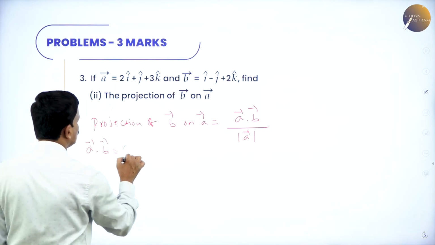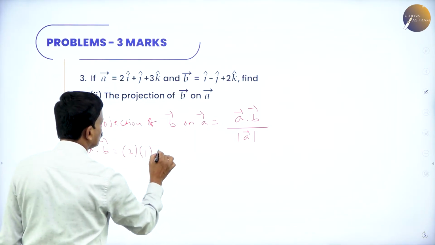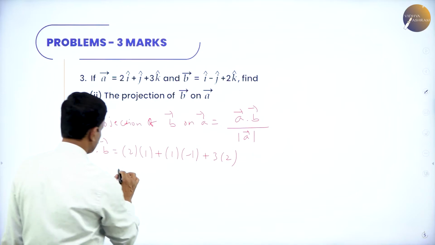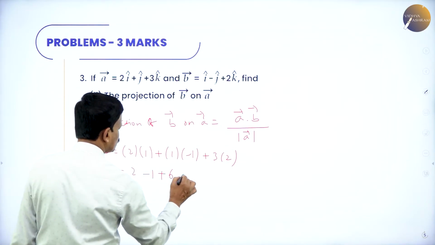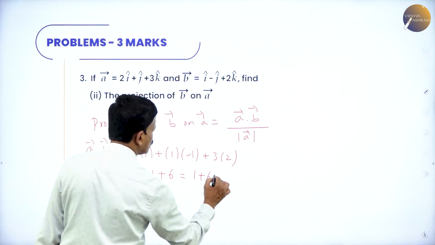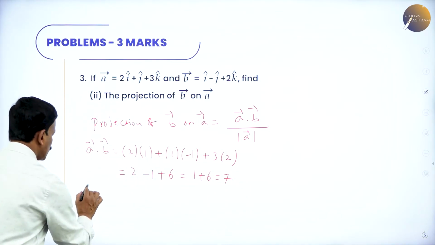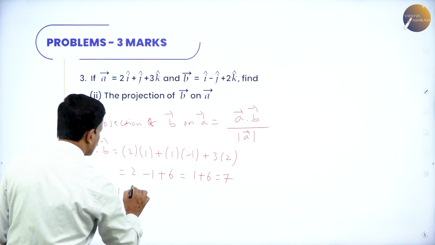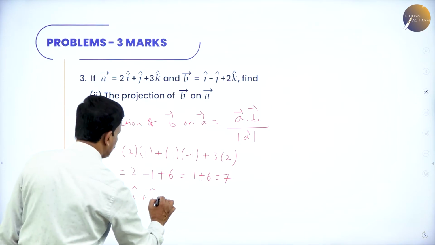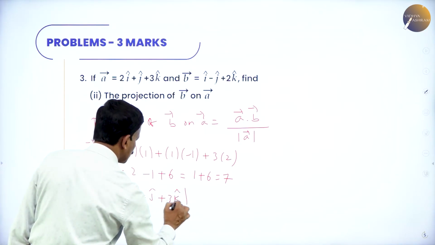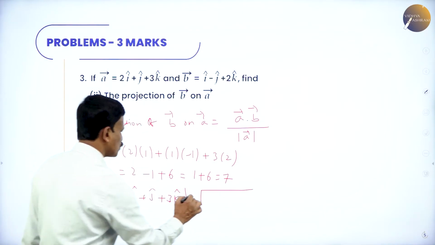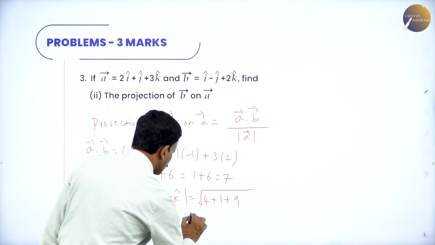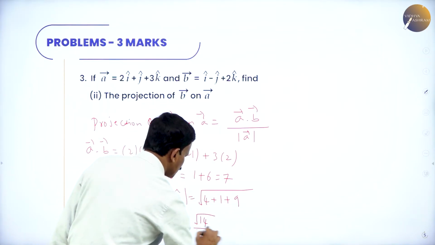A dot B is equal to the dot product of this: 2 into 1 is 2, plus 1 into minus 1, plus 3 into 2. So 2 ones are 2, minus 1, plus 3 twos are 6. 2 minus 1 is 1, plus 6 is equal to 7. Now find out the magnitude of vector A. Length of vector A is equal to the length of vector 2i cap plus j cap plus 3k cap. This is equal to the square root of 2 square is 4, plus 1 square is 1, plus 3 square is 9. This is 9 plus 1 plus 4, which is root 14.